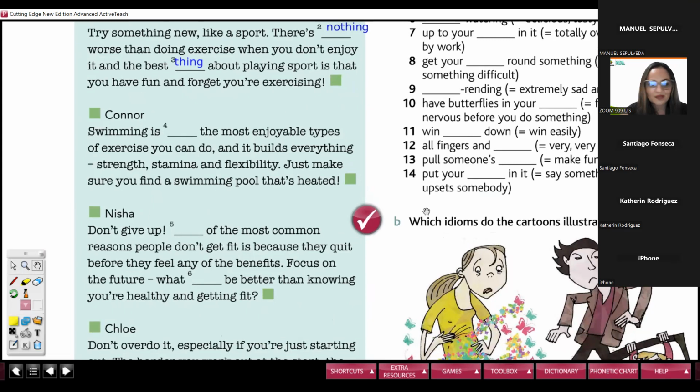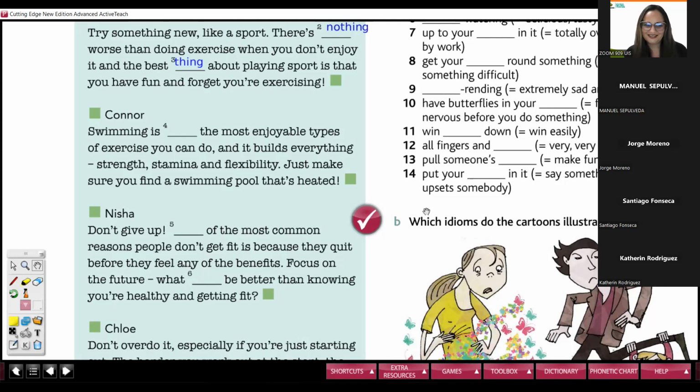Sorry, Manuel, no, go back to Connor. Swimming is one of the most enjoyable types of exercise you can do, and it builds everything: strength, stamina, and flexibility. Just make sure you find a swimming pool that is heated. Manuel, thank you for that. You are correct, but you are also incorrect. Why? Is one of the most enjoyable types. Is perfect. That's great. But you have to use only one word, and one of would be two.